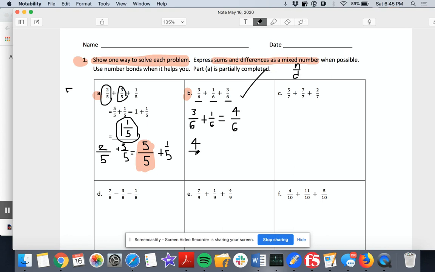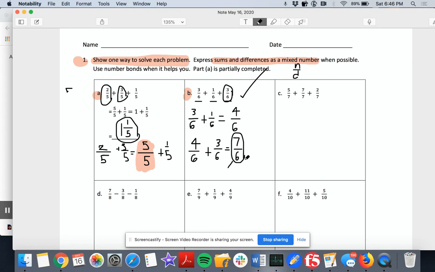So now I have 4 over 6. And I still need to add. I still cannot forget about that 3 over 6. So I have 4 over 6 plus 3 over 6. I know that my denominator is the same and therefore stays the same. And I know that 4 plus 3 is equal to 7. So my answer is 7 over 6. But this, math stars, is an improper fraction because my numerator is greater than my denominator.